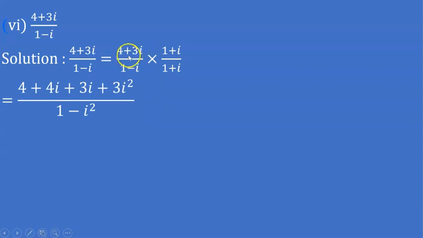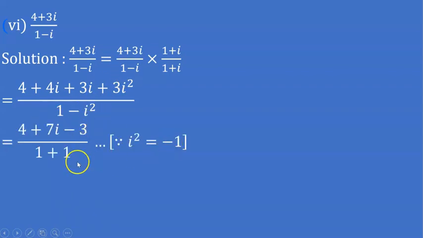Now next simplification, 4 plus 3i into 1 plus i, that is 4 into 1, you will get 4. 4 into i, you will get 4i. 3i into 1, 3i. 3i into i, you will get 3i square. Next here, a minus b and a plus b, then you will get the form a square minus b square, means 1 square minus i square. Now what is i square? i square is minus 1.